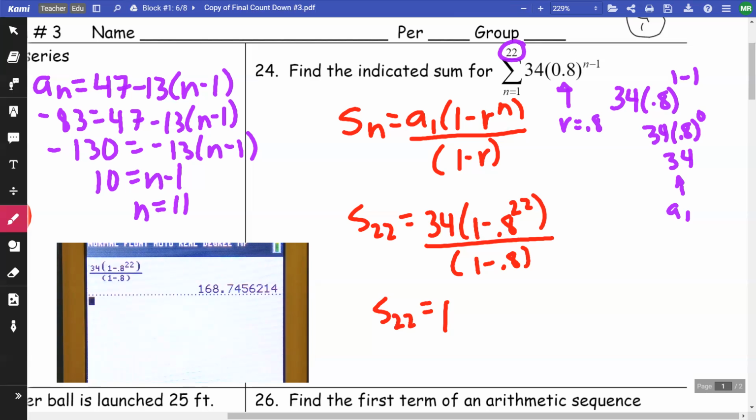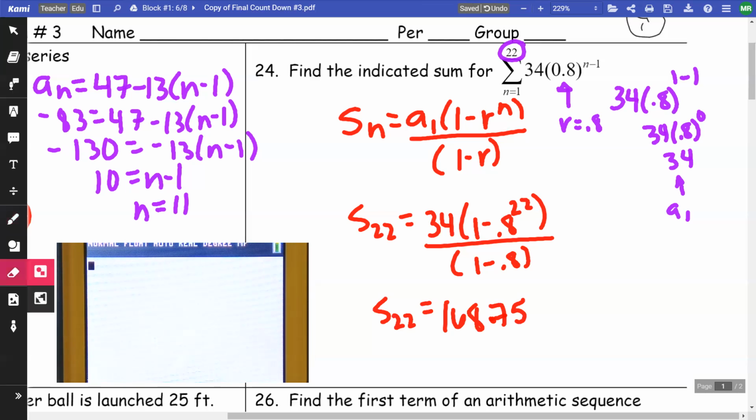And so I get about 168.75. Let me see if I change it to a fraction, if it's a nice fraction. No. So that is our answer. Okay. And again, let me make sure you see that that is a decimal there.